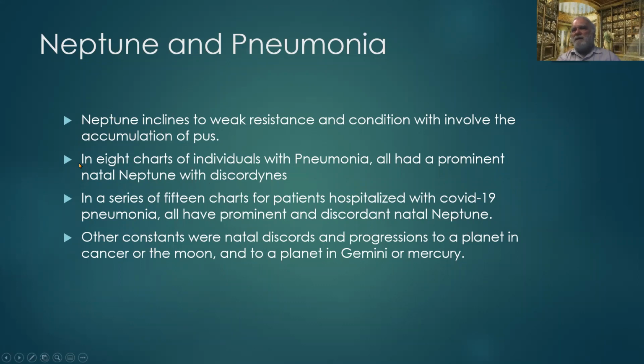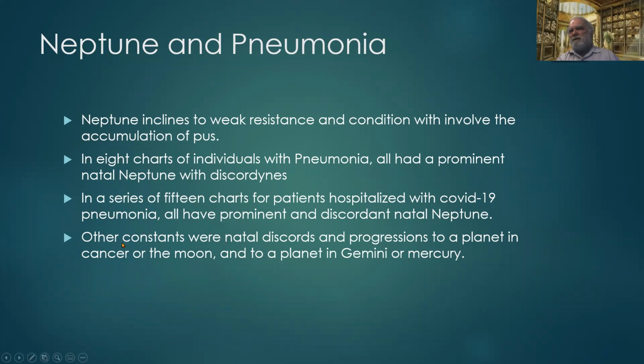Here I had eight charts of individuals with pneumonia. This was from my original 100 chart collection I did. They all had a prominent Neptune, and all the Neptunes had discords present to them. I did not calculate the time of the disease and the progressions for that. On this one, a series of 15 charts, these were patients specifically with COVID-19 pneumonia, and they all had a prominent and discordant natal Neptune. These all also had a progression to that Neptune. Okay.